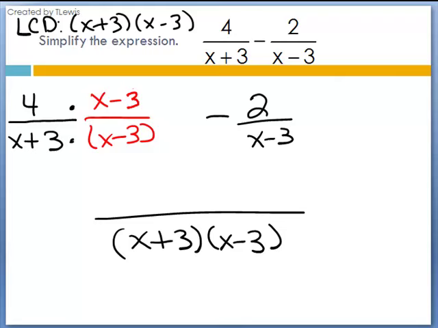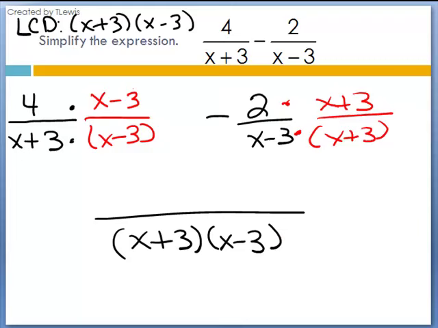Then the second fraction, we have 2 over x minus 3. We want our denominator to say x plus 3, x minus 3. Well, if x minus 3 is already there, we're going to multiply the second fraction by x plus 3. And that's our LCD, our common denominator.